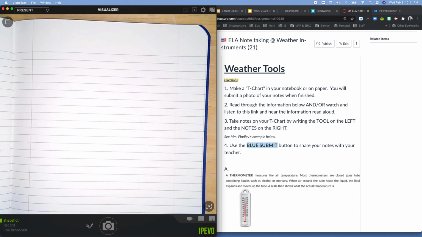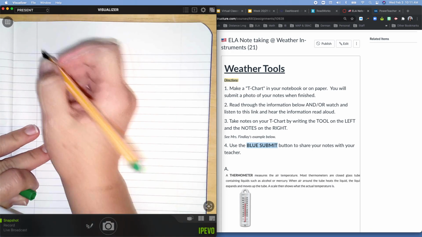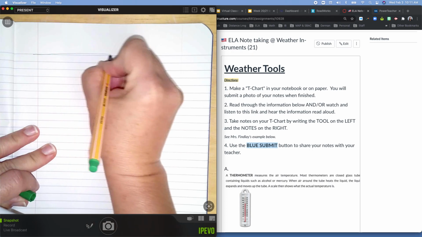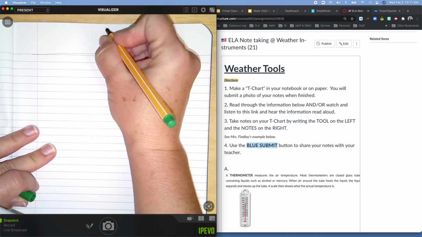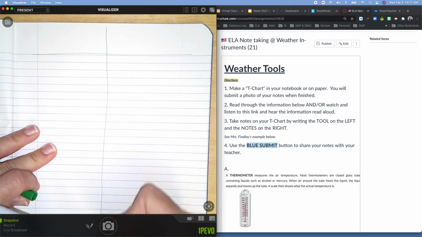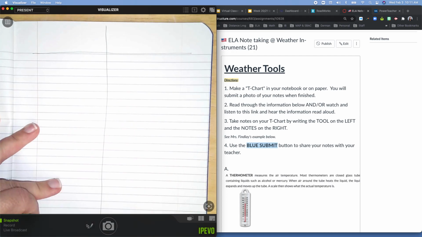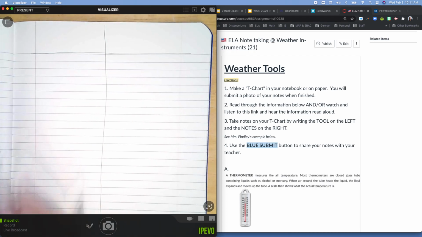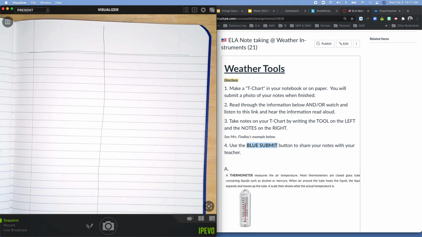All right, guys, we are going to get into our note-taking assignment for ELA. This is about weather tools, or also called weather instruments. So first on our directions, you're going to make a T-chart, and that is simply a big T. And you can actually make it 50-50 split, or you can even make the left column a little narrower. And you will submit a photo of your notes when finished.